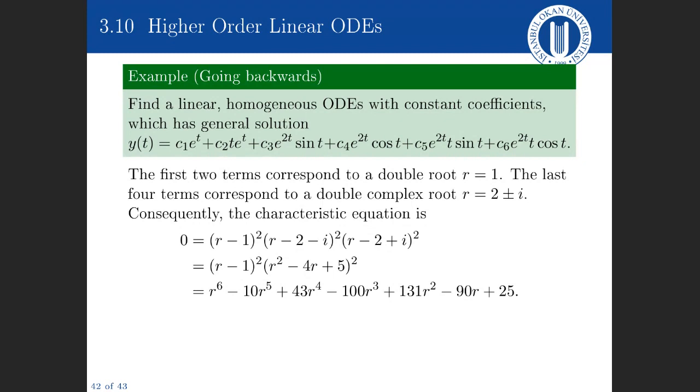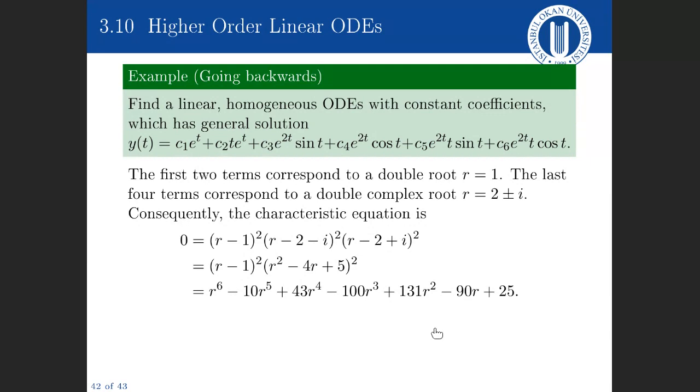Now that we know the roots, we can find the characteristic equation. From r equal to 1, the characteristic equation must have (r minus 1) squared in it. From 2 plus i, and we have two of these, the characteristic equation must have r minus (2 plus i), because it's repeated, it's squared. And from 2 minus i, our characteristic equation must include r minus (2 minus i), and because the root is repeated, this term must be squared.